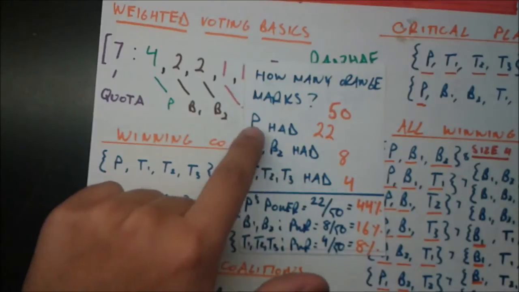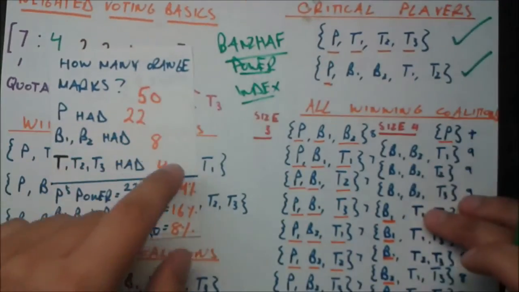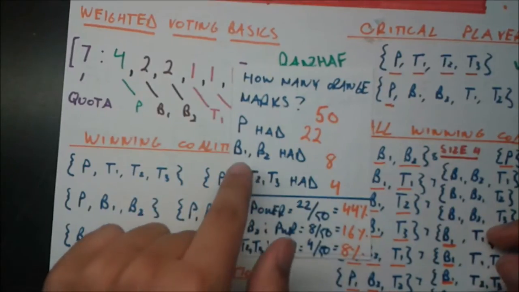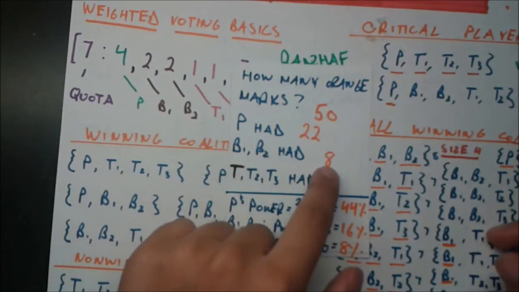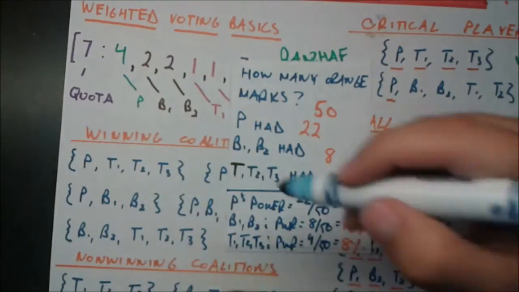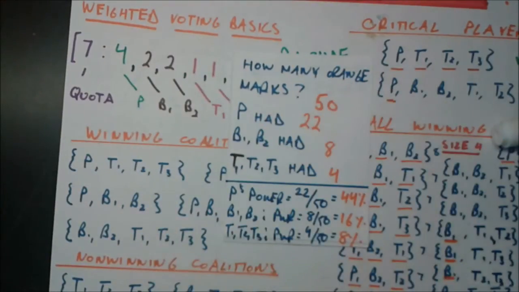And how many of those are P? So how many of these orange marks are under the P? Turns out there's 22 of them under P. How many are under B1 and B2? There's 8 under each of B1 and B2. And how many are under T1, T2, and T3? Well, it turns out there's going to be 4 under each of the teachers.